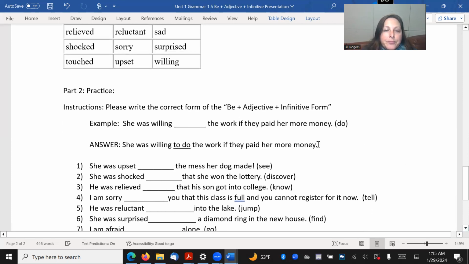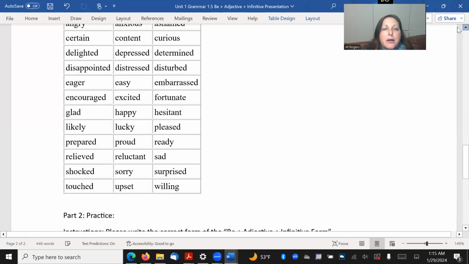Okay, so remember what the infinitives are. Let's just look at the form.